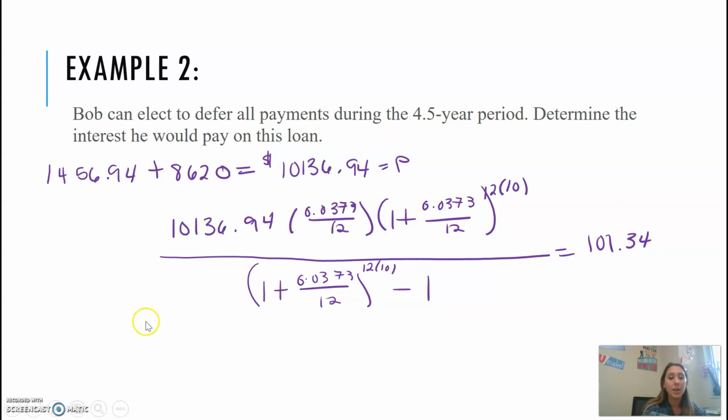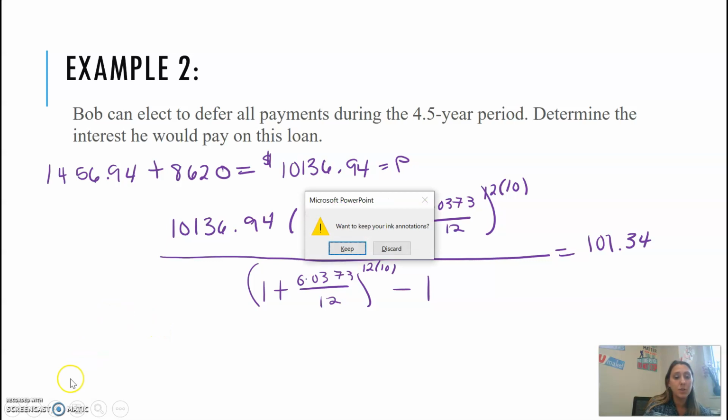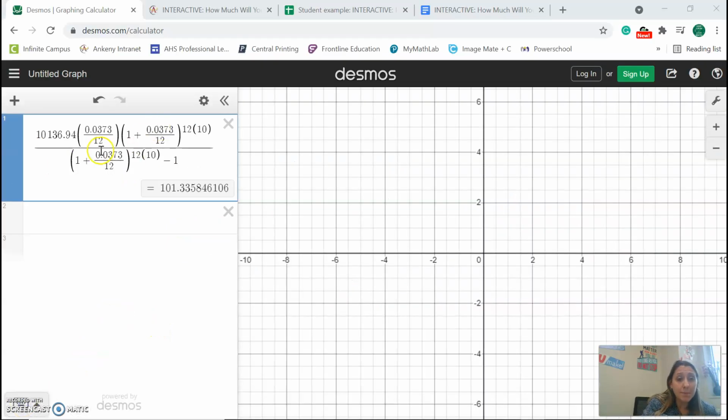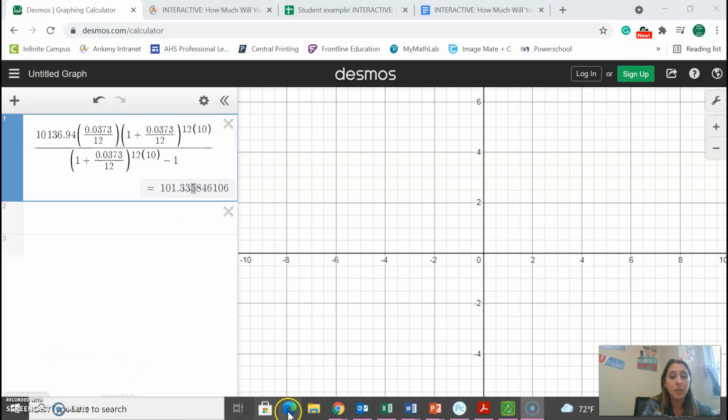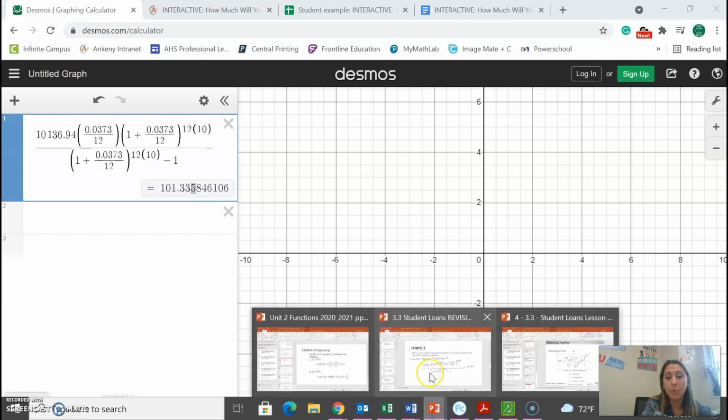So we're going to go into Desmos. So we type this into Desmos. It looks exactly the way that I wrote it. It's much easier to use, so I like Desmos, but you can use a graphing calculator. You can do that. I'm just not going to show you. So we did get 101.34, and the reason why I know it's 34 is that 5 tells me I raised that up. All right, and so let's go back to our problem.